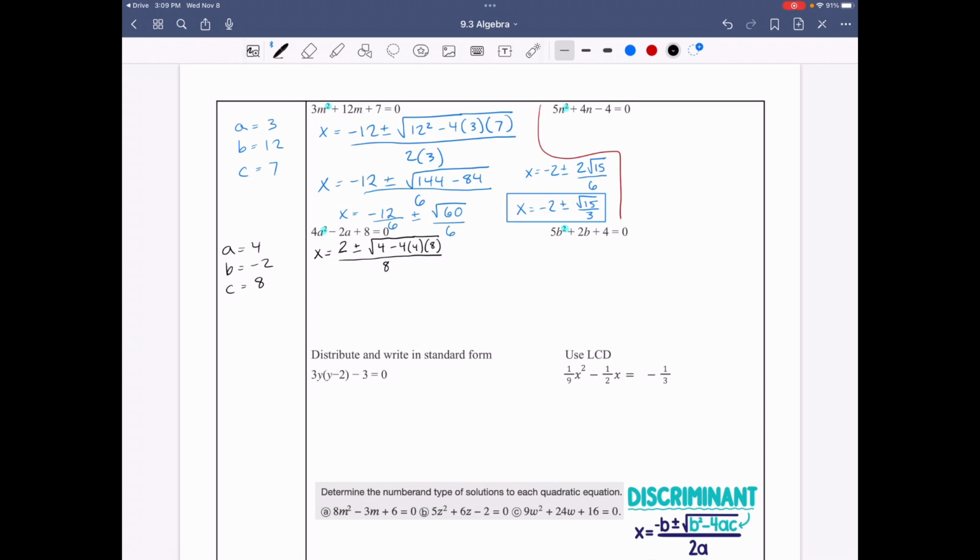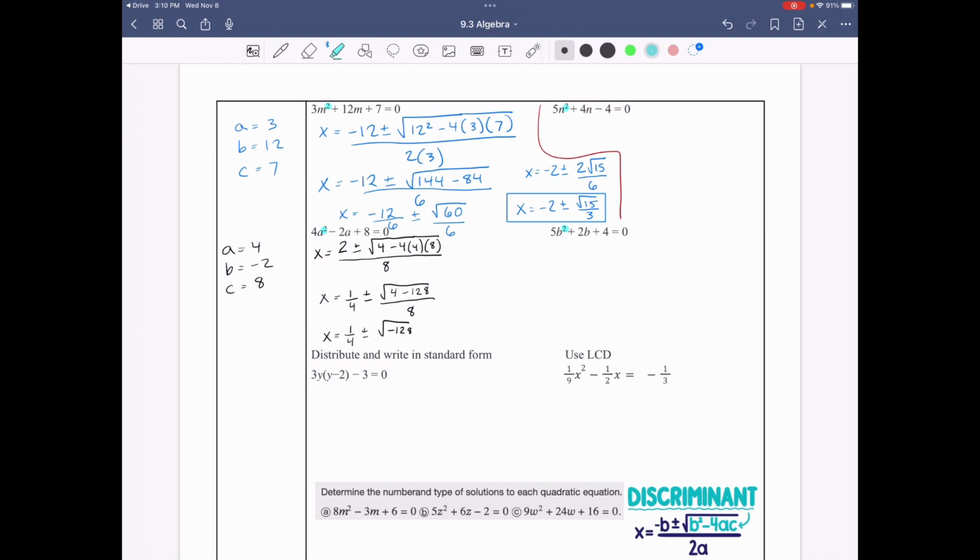I'm going to simplify this. X is equal to, I'm just going to put it as 1/4. So 2 over 8 is 1/4, plus or minus the square root. This is still over 8. Oh, 4 times 4 is 16, and 16 times 8 is 128. So it's going to be 4 minus 128, which is going to give us a negative number. So x is equal to 1/4 plus or minus the square root of negative 128.